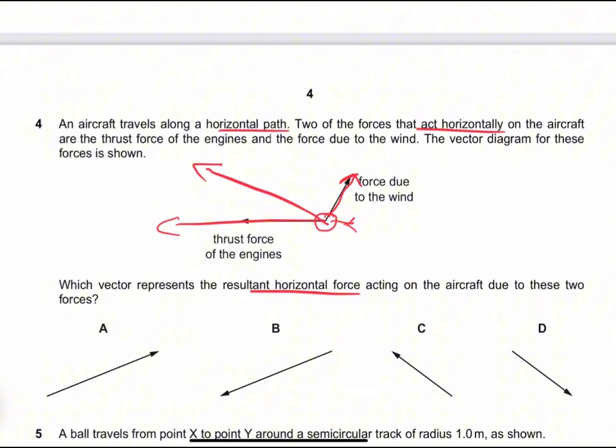It can't be A, because it doesn't make sense. This is the force due to the wind, so it's in the direction of that. It doesn't make sense, so the answer has to be C. It can't be B because it's pointing down, and there's only one force going up and one going to the right. It also can't be D.